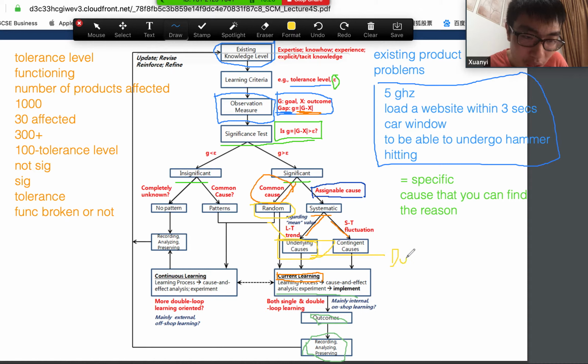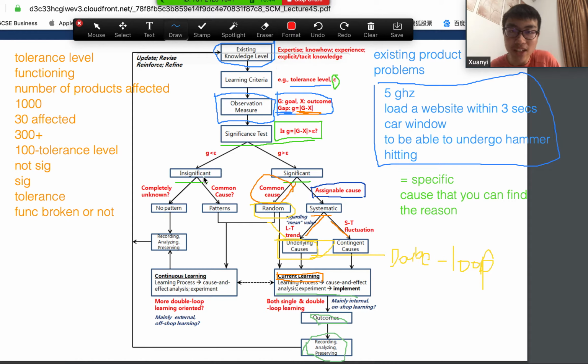Sorry, it's really hard to write like this. That requires double loop learning. Maybe you don't have to have double loop learning if you have a random cause. So it really depends on the situation, whether you require single loop or double loop learning. And then after the outcome, we try to record, analyze, and preserve.